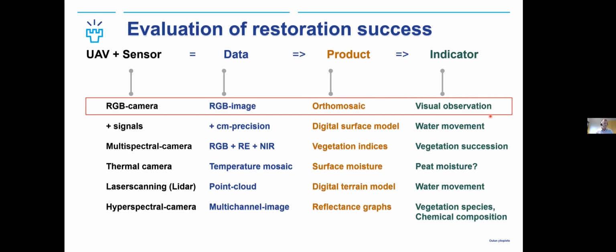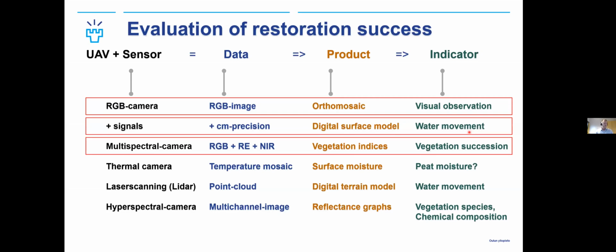the blocking of the ditches. When we add in some signals to the same images, we can have a very precise, centimeter-scale digital surface model. We can start to play around with the water movement in the peatlands.